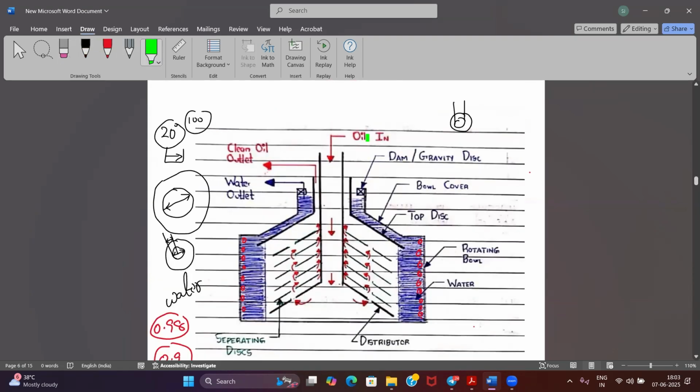Now this is the oil, from where it is entering into the system. It is going down from the distributor. Then it is going to come up from these holes of the discs. Agreed? Now at this point, the heavier particles will be pushed outward. Centrifugal force. It is rotating at 8,000 RPM. So the heavier particles are pushed outward by the centrifugal force, isn't it? And the clean oil will be going from here, returning back.